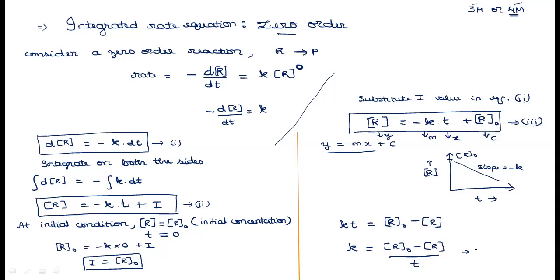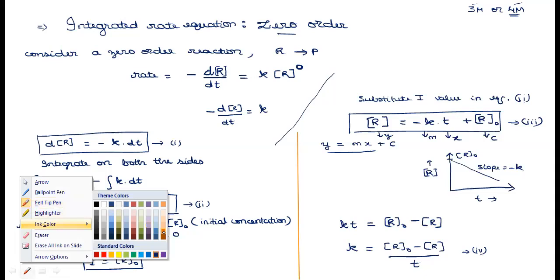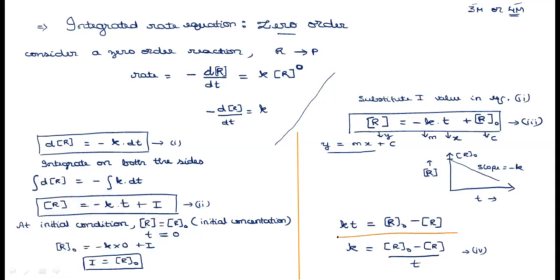We take this as equation 4, and this equation will be our final integrated rate equation for a zero order reaction: k is equal to R naught minus R divided by t. So this is what we need to prove. After obtaining this, we need to remember the final expression, as it will be helpful for numerical problems. If derivations are not asked, you can expect 3-mark numerical problems based on the derived final equations.